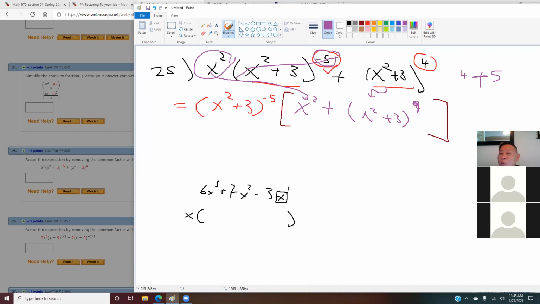So how do we check your answer? You just distribute this back. When you distribute this to this, you will get x squared times x squared plus 3 to the -5, which is good. You got this. And when you distribute this two, because they are exactly the same base, when you multiply, you add. So when you take -5 plus 9, you will end up with 4. Okay, so this is your answer.